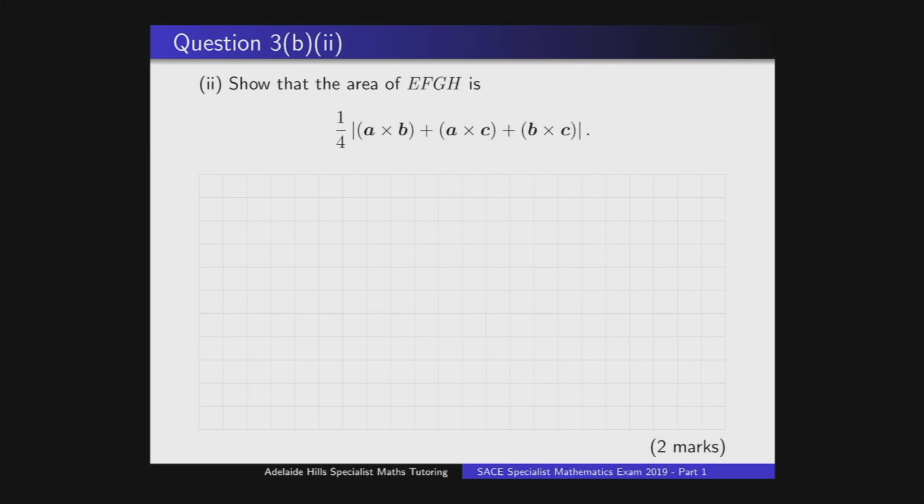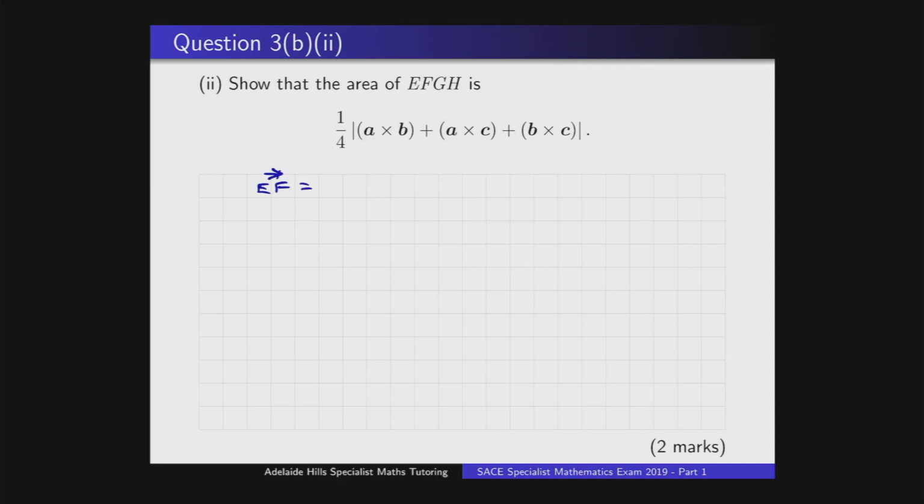And now we want to show that the area of EFGH is given by this expression here. To do that, we're going to use a nice property of the cross product: if you get two adjacent sides of a parallelogram, then the area is given by the magnitude of the cross product of those two sides. The cross product gives you a vector, and the area is a scalar quantity, so we need to take the magnitude. EF is one side that we can use.